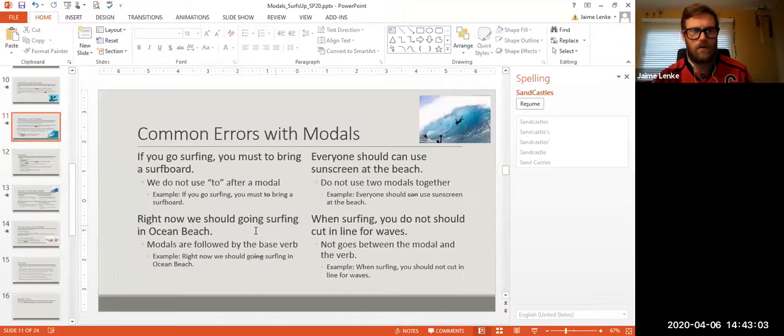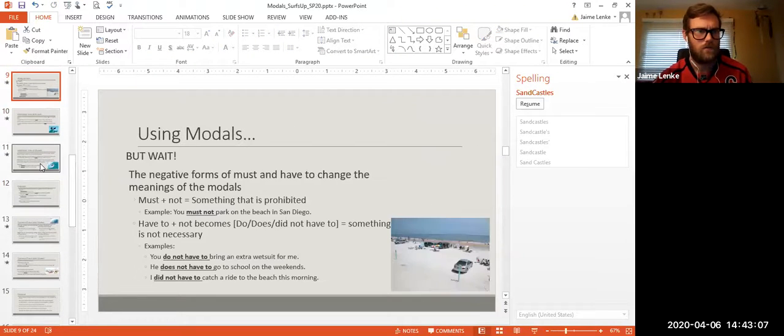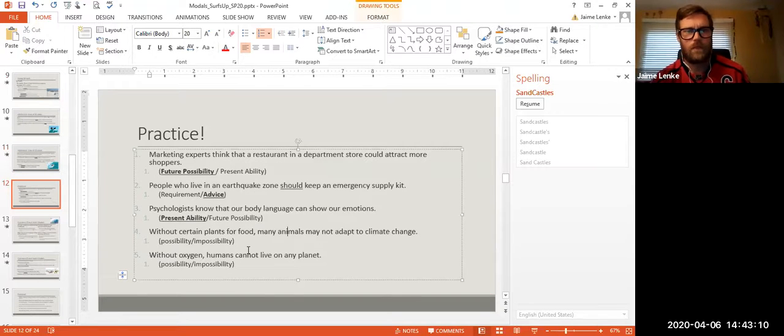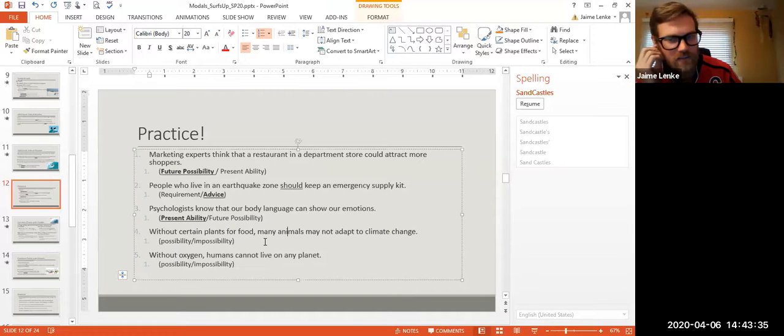All right, and then, where'd that go? All right, without certain plants for food, many animals may not adapt to climate change. Is that a possibility or an impossibility? So it's may not. Without certain plants for food, many animals may not. Possibility.